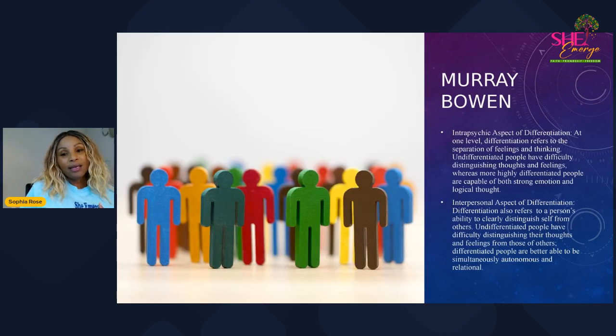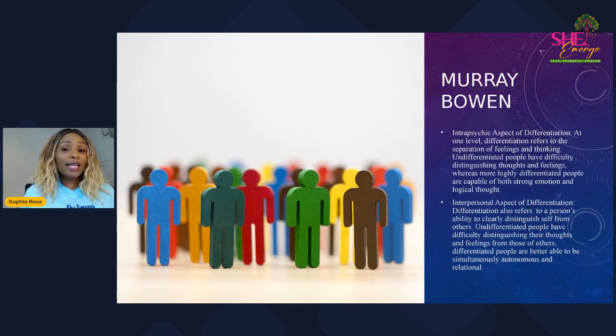Let me share that in Murray Bowen's intergenerational core concepts, there is this notion of the intrapsychic aspect of differentiation, which means that at one level, differentiation refers to the separation of feelings, how we're able to separate our feelings and our thinking. But the undifferentiated people have difficulty distinguishing thoughts and feelings, whereas the more highly differentiated people are capable of both strong emotion as well as logical thought. But also, I want to share that we are never fully differentiated. There's a scale from 0 to 100, and I want to say safely that we're in the middle. We can be in the middle more so.